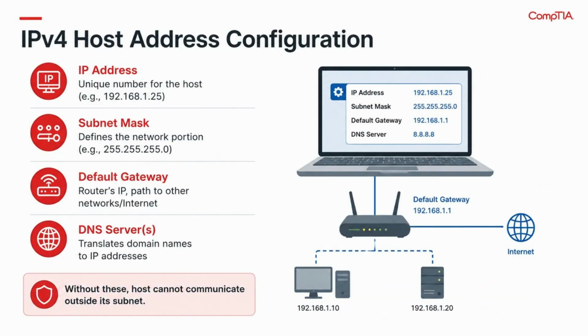A host needs 4 pieces of configuration to communicate: an IP address, a unique number like 192.168.1.25, a subnet mask defining the network portion like 255.255.255.0, a default gateway, the router's IP and the path to other networks, and DNS servers, which translate domain names into IP addresses. Without all 4, a host can't communicate outside its own subnet.